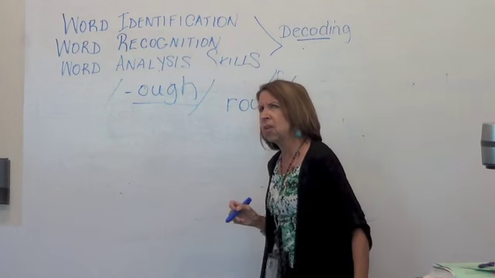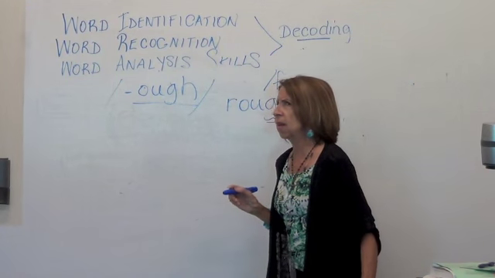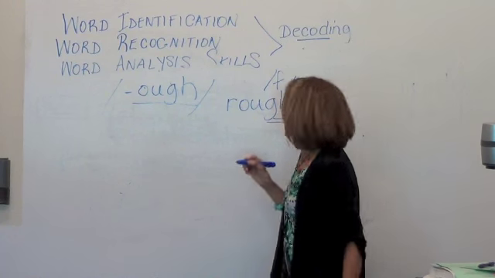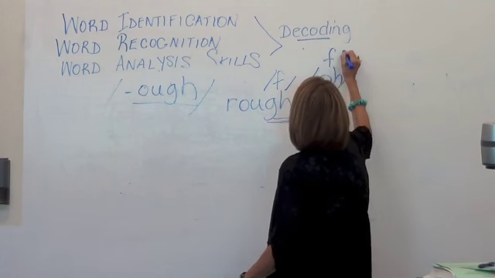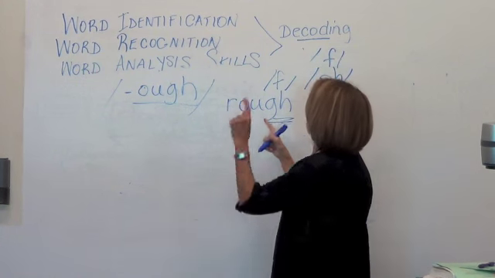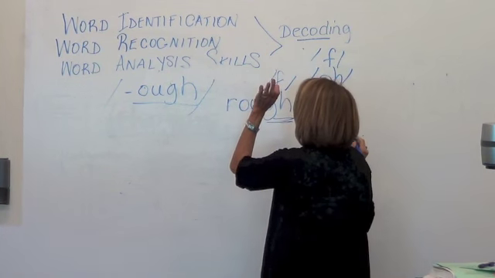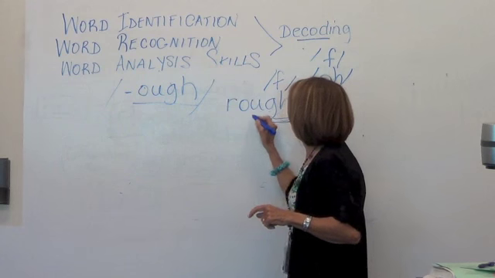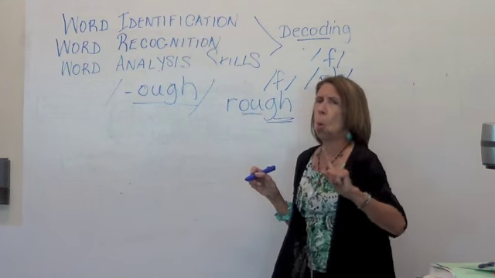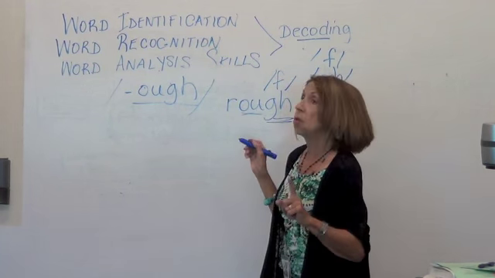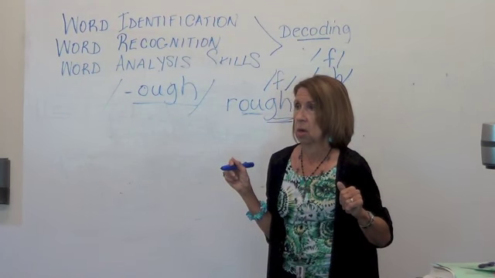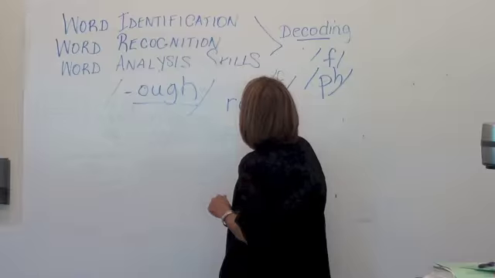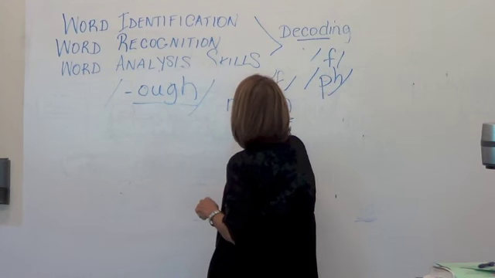What other digraph did we have, consonant digraph that can sound like F? P-H. Look at that. Also sounds like F. Okay, so the G-H in rough says F. What vowel sound does O-U have in the word rough? The short U. Yes, it does. So this sounds like a short U.